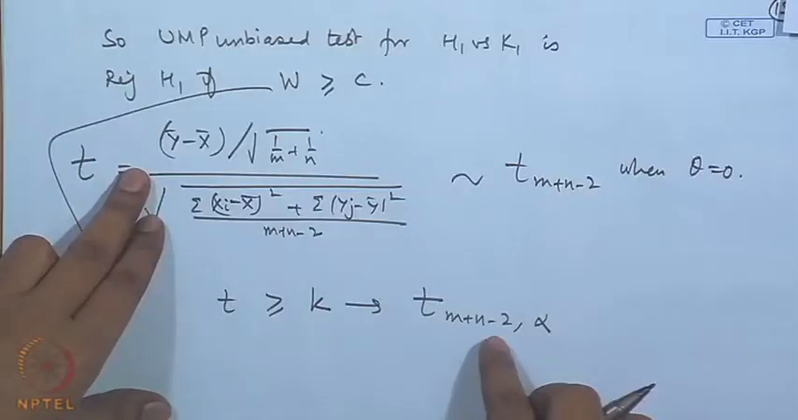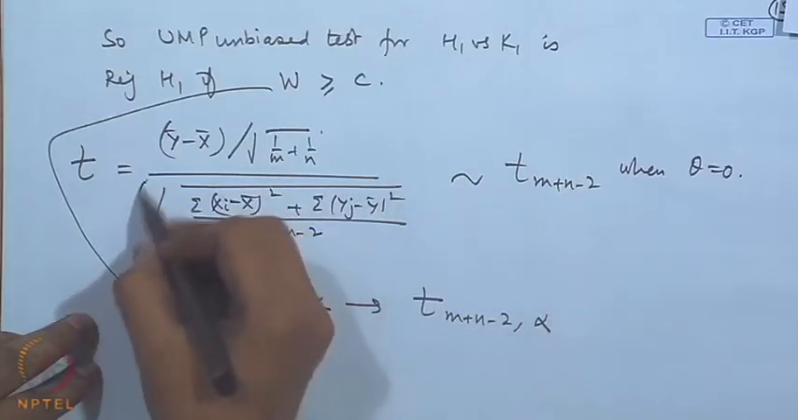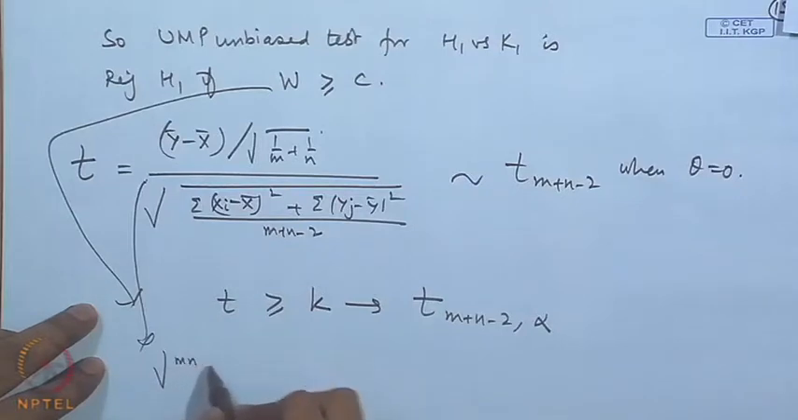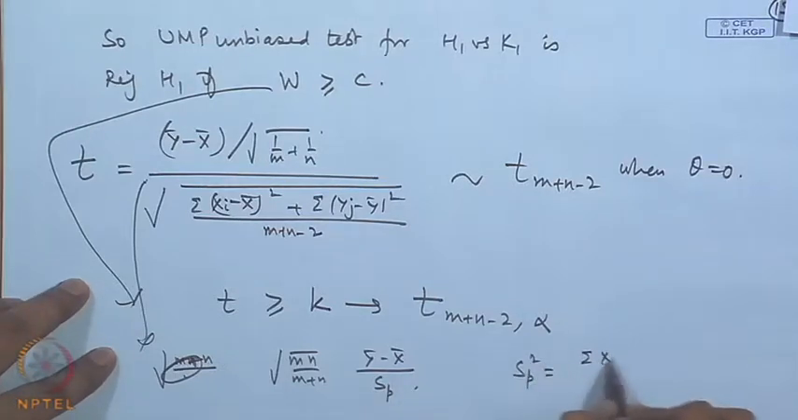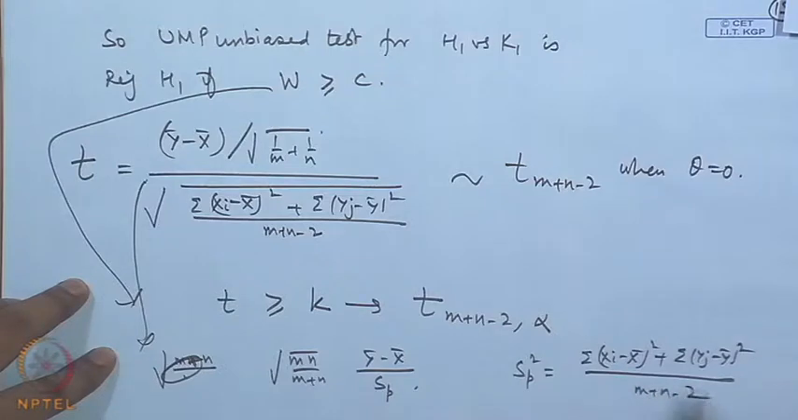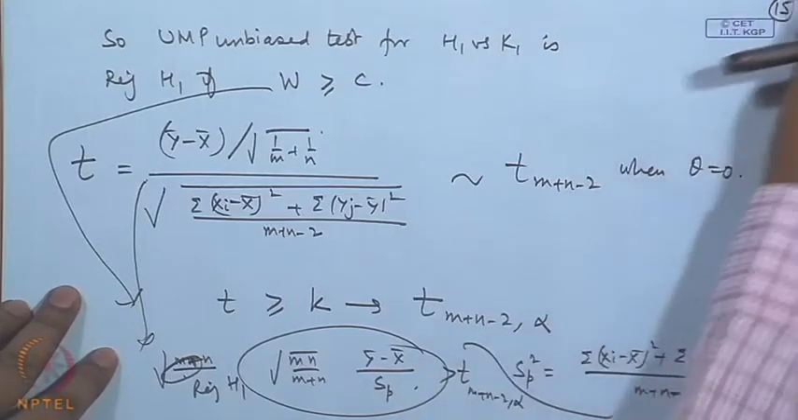So, you can see here this is the pooled sample variance formula that we are getting here. In fact, we can write this term as root mn by (m plus n) times (y bar minus x bar) divided by s_p, where s_p squared is sigma (x_i minus x bar) whole squared plus sigma (y_j minus y bar) whole squared, divided by m plus n minus 2. So, we are comparing, the test is: reject H1 if this is greater than t_{m+n-2, alpha}. We have an exact UMP unbiased test.